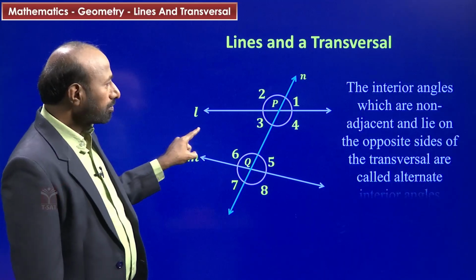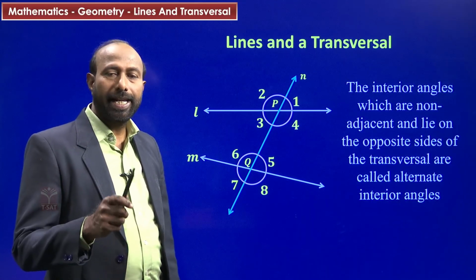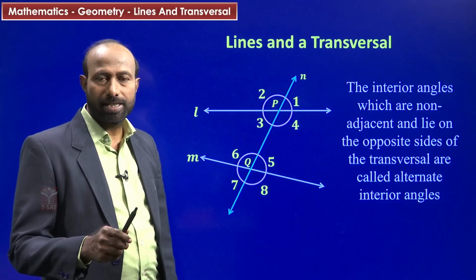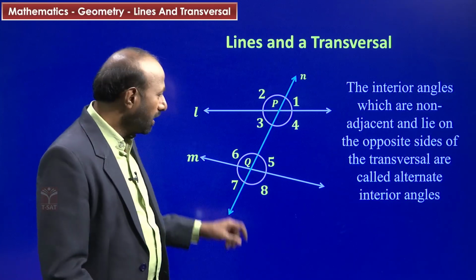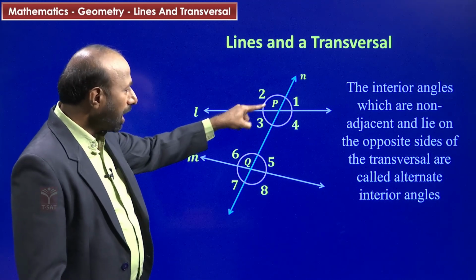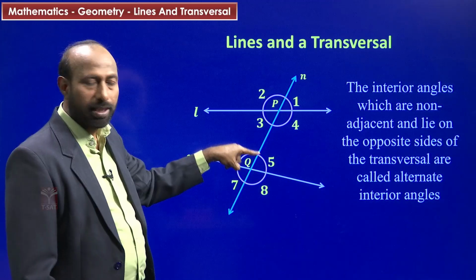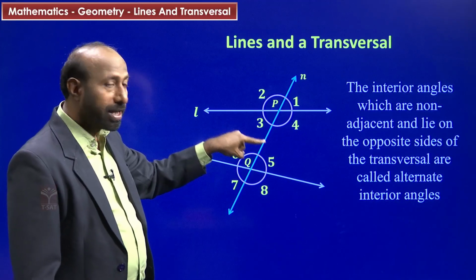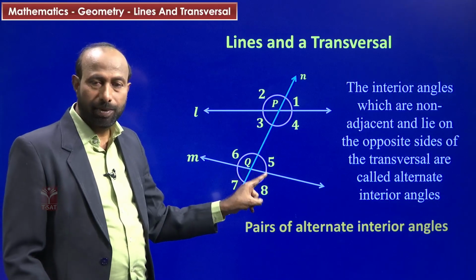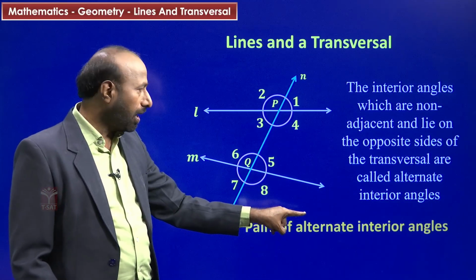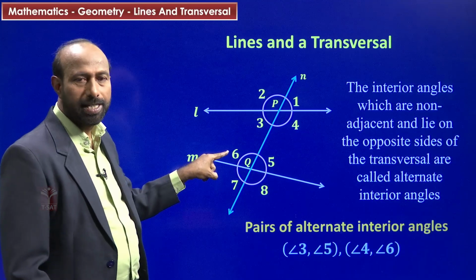Next, the interior angles which are non-adjacent and lie on the opposite sides of the transversal are called alternate interior angles. That is, if you take 3 and 5, these are on opposite sides of the transversal and are not adjacent angles. So, these two angles are alternate interior angles. The pairs of alternate interior angles in this picture are angle 3 and angle 5, as well as angle 4 and angle 6.